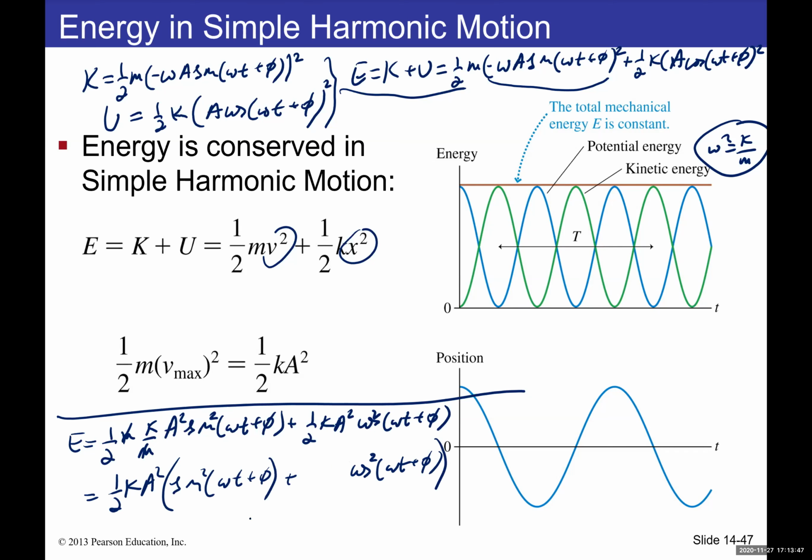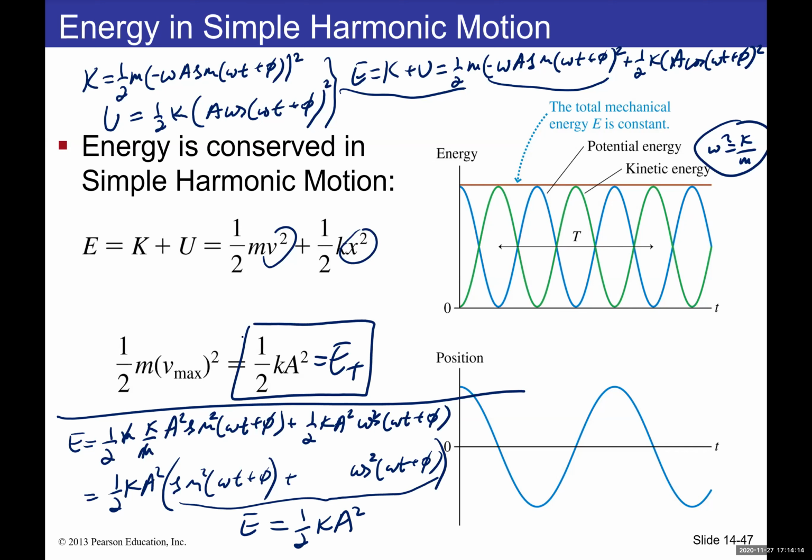Sine squared of omega t plus phi plus cosine squared of omega t plus phi, and if you remember your trig identities, that equals 1. That means total energy is equal to 1/2 ka squared, and that's what I have. So that's one of the ways we can write the total energy of the system when it's purely potential energy.